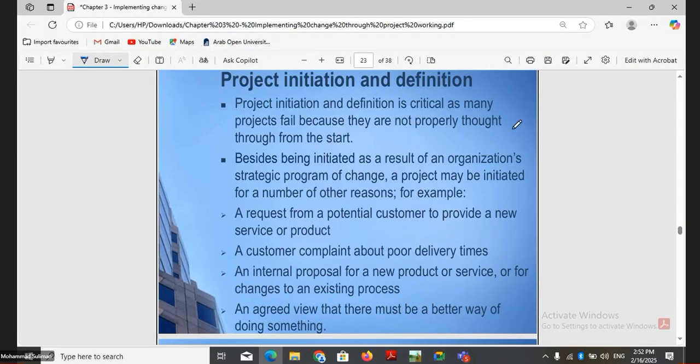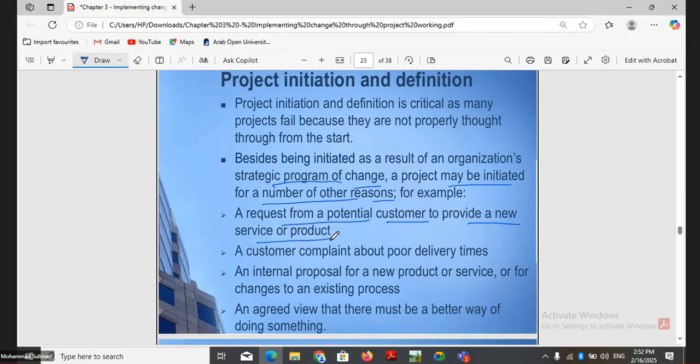Project initiation and definition is critical, as we said. It is very important that we carefully study the project. Next, besides being initiated as a result of organizational strategic program change, a project may be initiated for a number of other reasons. It's not only a strategic change. For example, a request from a potential customer to provide a new service or product. It means the request is coming from the customer to have a new product.